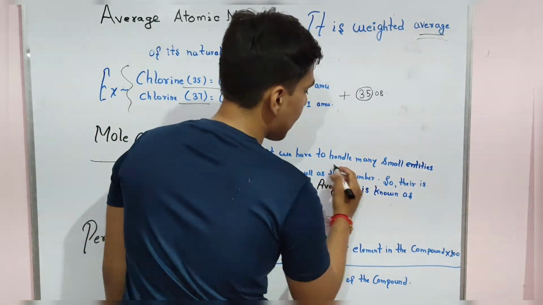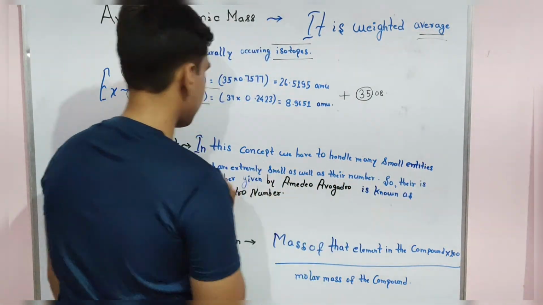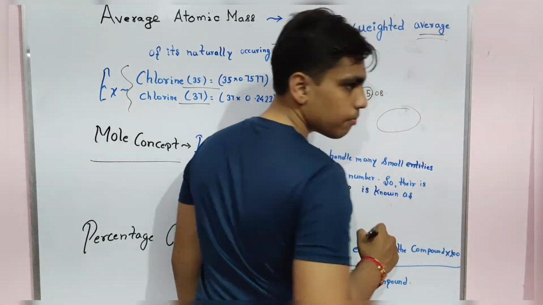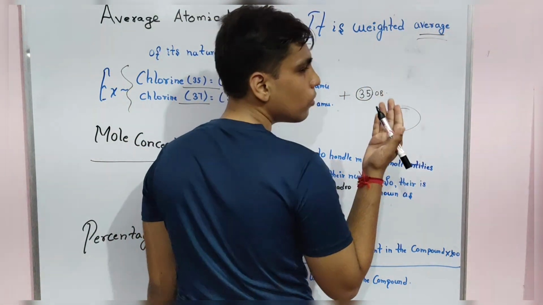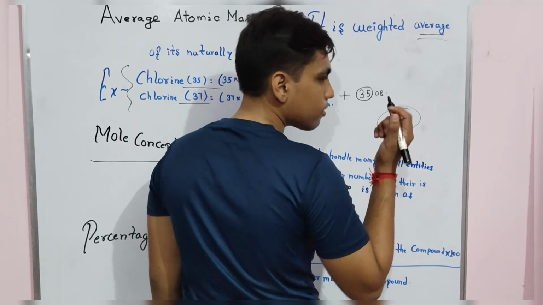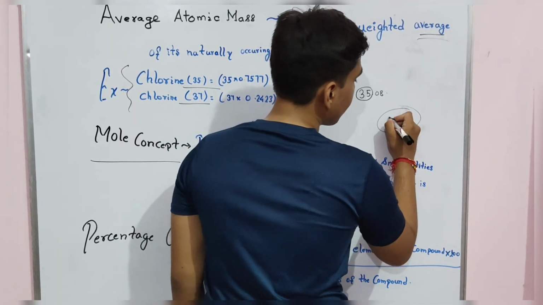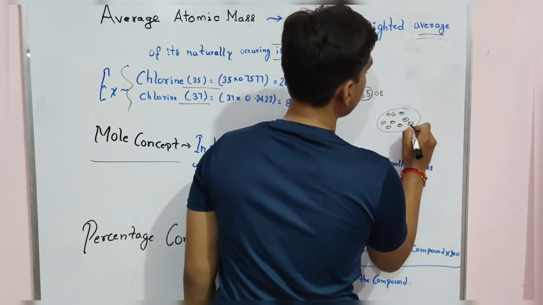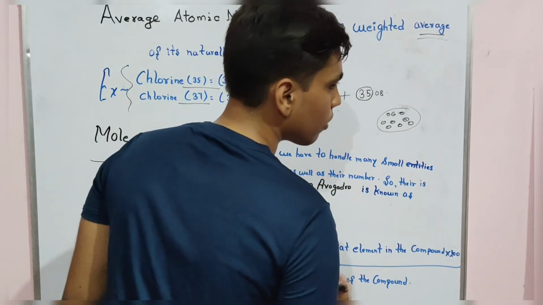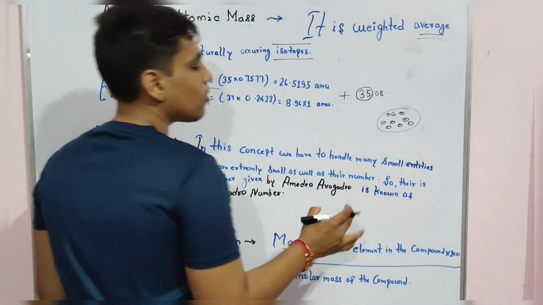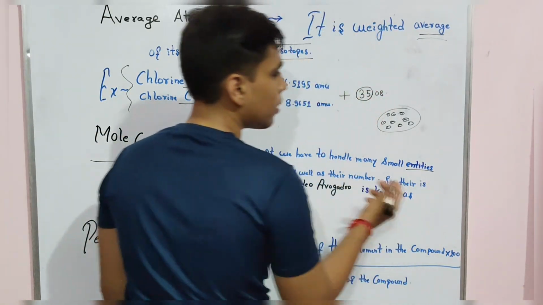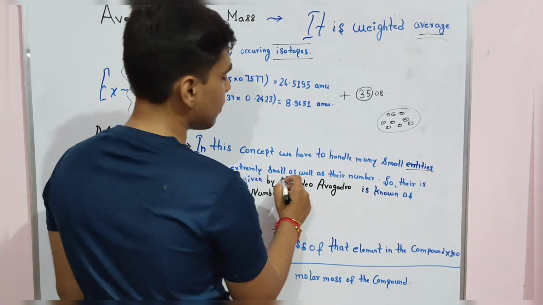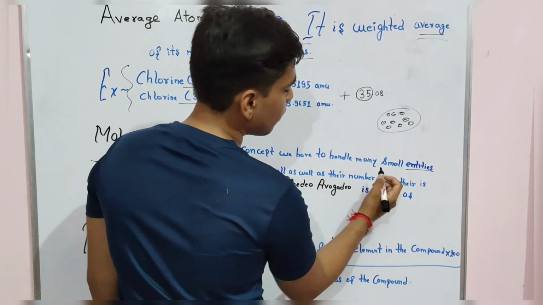In this concept we have to handle many small entities. What are entities? Here we have an atom, a molecule, or an ion or something. So these things are pretty small, so we call them small entities, because they are extremely small as well as numerous.